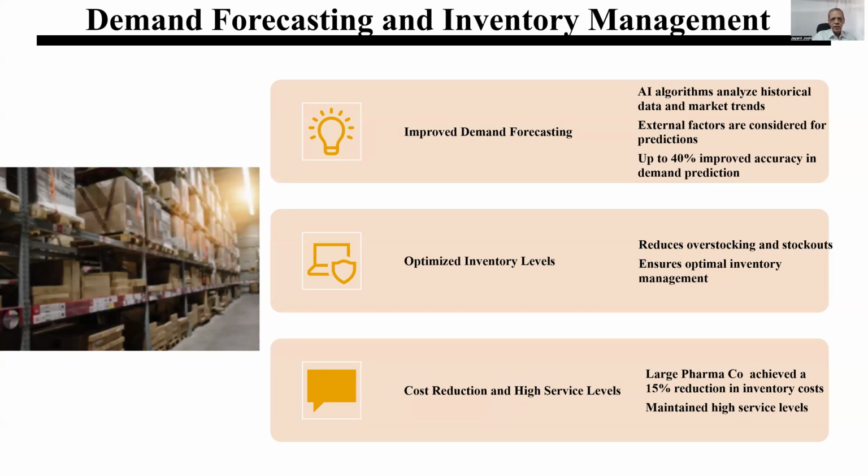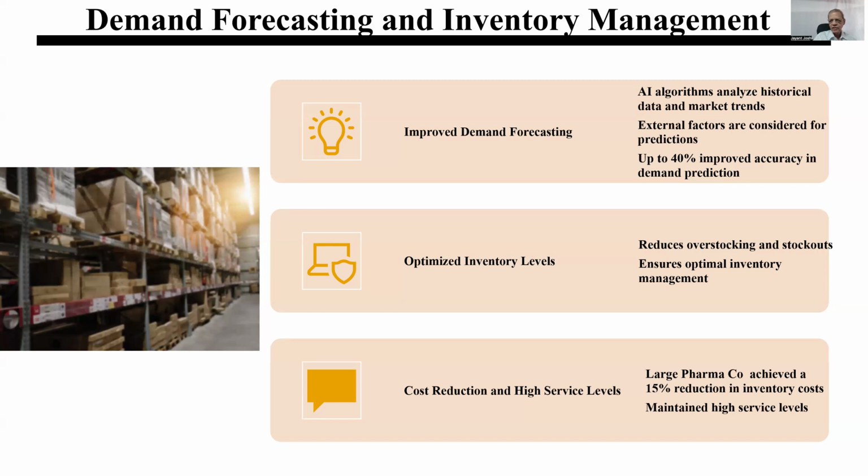The first and most important thing in the present scenario is demand forecasting and inventory management. As we see, demand forecasting is driving the entire business, the entire supply chain management, which depends upon the market conditions, which are fluctuating, and there are a lot of uncertainties. So, artificial intelligence will help in improving demand forecasting. Artificial intelligence algorithms will analyze historical data and the present market trends.